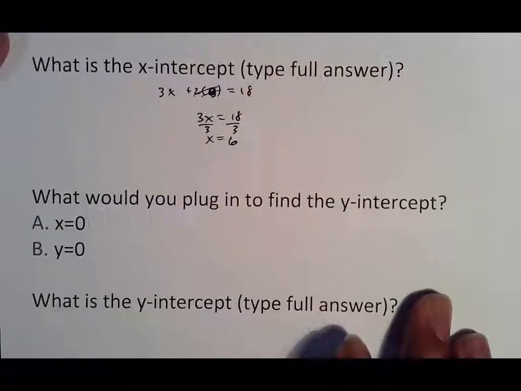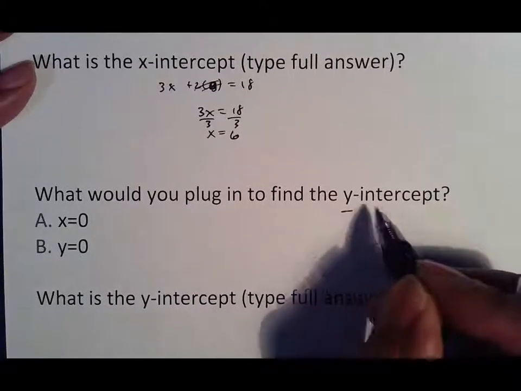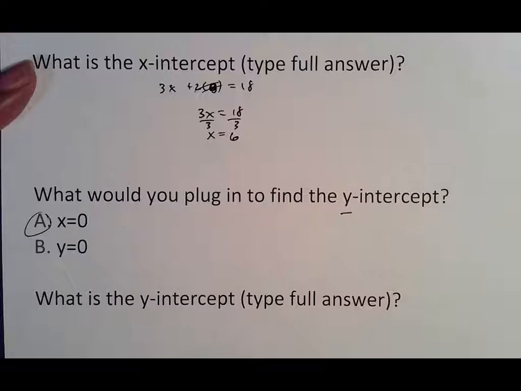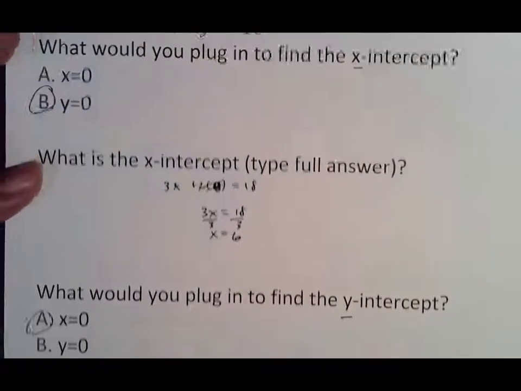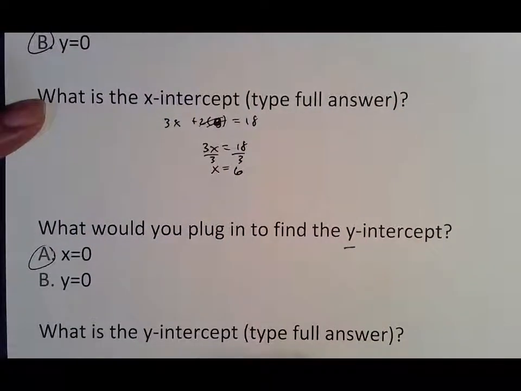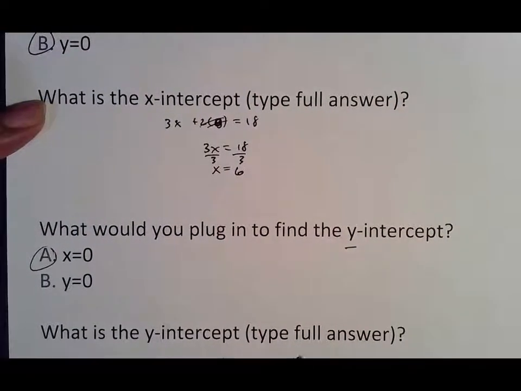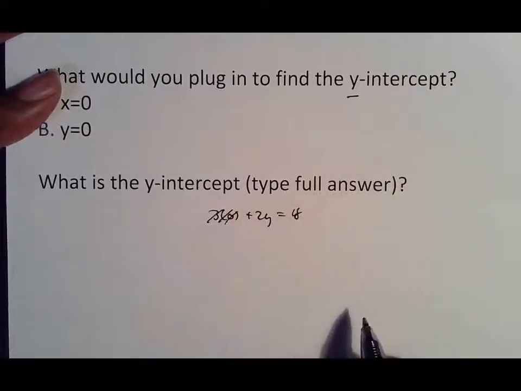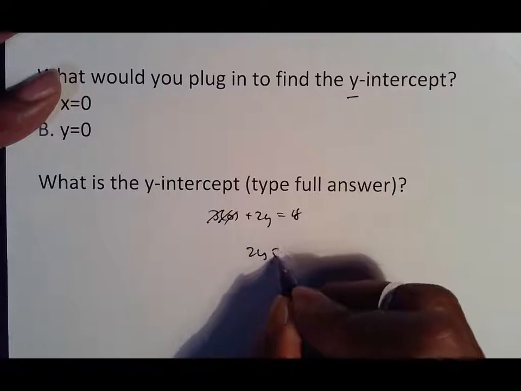Then it says, what value would you plug in to find the y-intercept? Y-intercept means y is important, which means x is nothing, which means choose x equals 0. And that's that simple. Now, what is the y-intercept? Means take that equation and plug 0 in for x. So 3 times 0 plus 2y equals 18. Well, 3 times 0 is nothing, so that means it goes away. And all it leaves us is 2y equals 18.